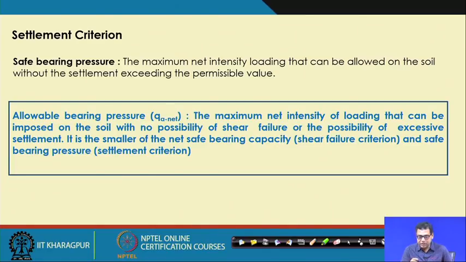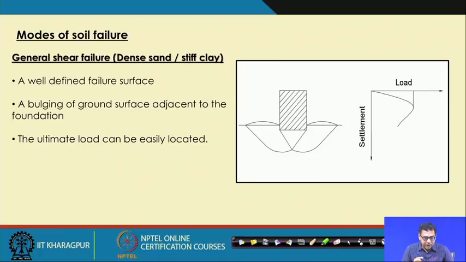And then finally the allowable bearing pressure, which is the maximum net intensity of loading we can allow on a foundation in terms of bearing criteria and in terms of settlement criteria, and the minimum of these two will give me the allowable bearing pressure. So, in today's class, I will discuss the modes of shear failure, because when you apply the load on the foundation, there will be shear failure.